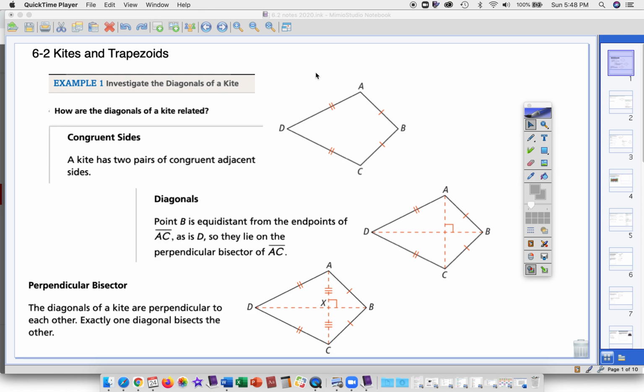So in example 1 we're going to look at the diagonals of a kite. First of all, you should recall that a kite is a quadrilateral that has two pairs of congruent sides, but opposite sides are not congruent.